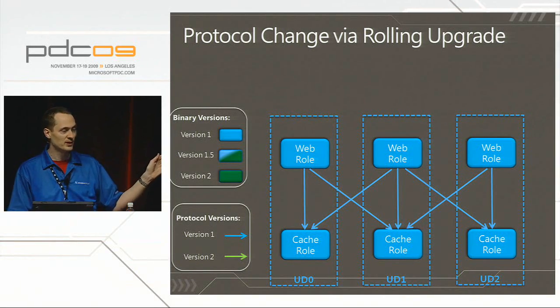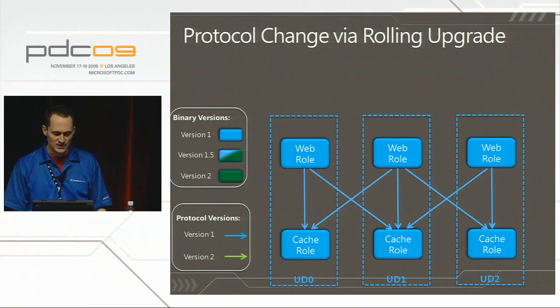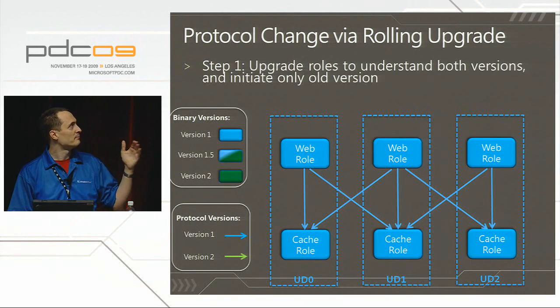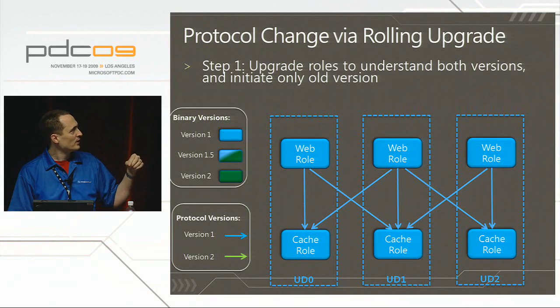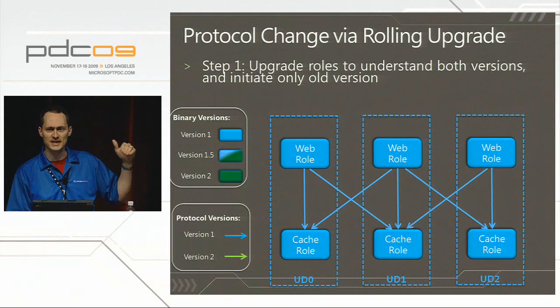And notice I have 3 upgrade domains here: upgrade domain 0, 1, and 2. The first step of our process is we want to upgrade the roles to understand both versions of the protocol, but they're still sending only the v1 version of the protocol. So we're going to upgrade our roles to this new binary called version 1.5. You can see that it's half green and half blue. That indicates that it can speak both versions of the protocol, but it's only going to send v1.